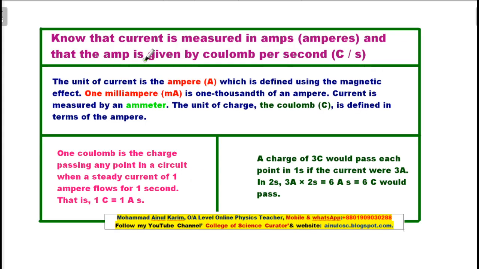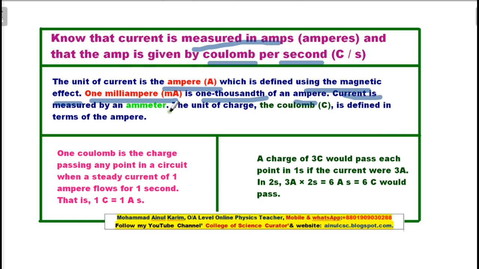Note that current is measured in amperes, and that the ampere is given by the coulomb per second. The unit of current is the ampere, which is defined using the magnetic effect. 1 milliampere is one thousandth of an ampere, that is 1 over 1,000 ampere.